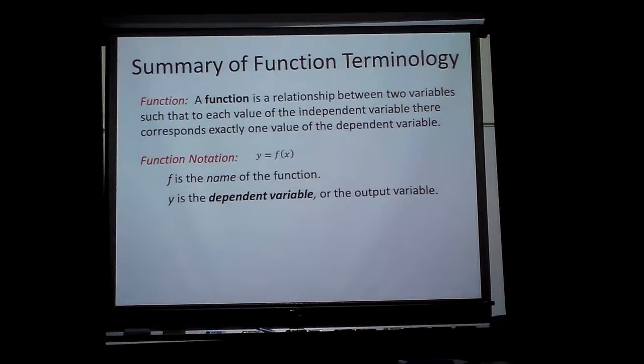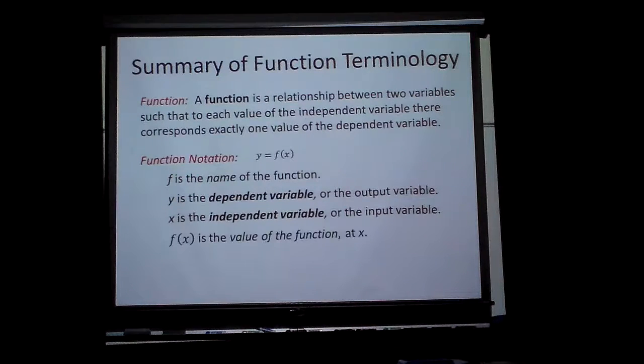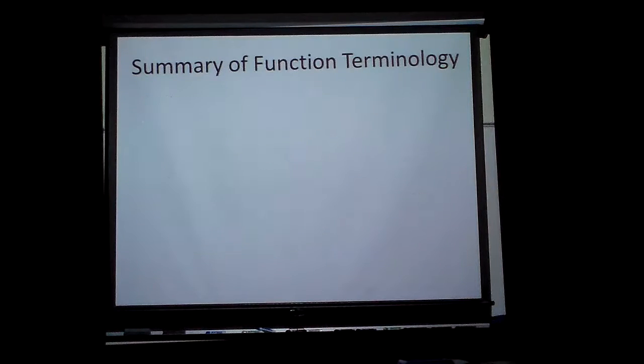y is the dependent variable or the output variable, and x is the independent variable or input, meaning it determines the other. And f of x is simply the value of the function at x. Or another way of saying f of x is also y. All right?